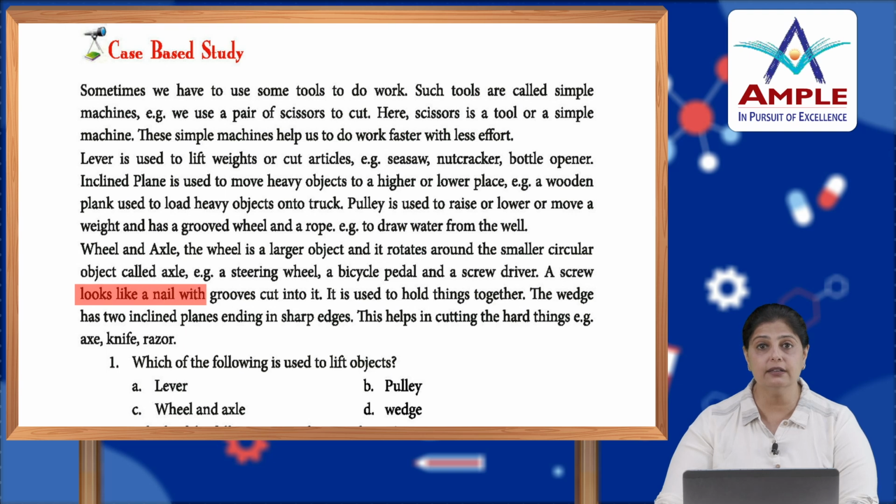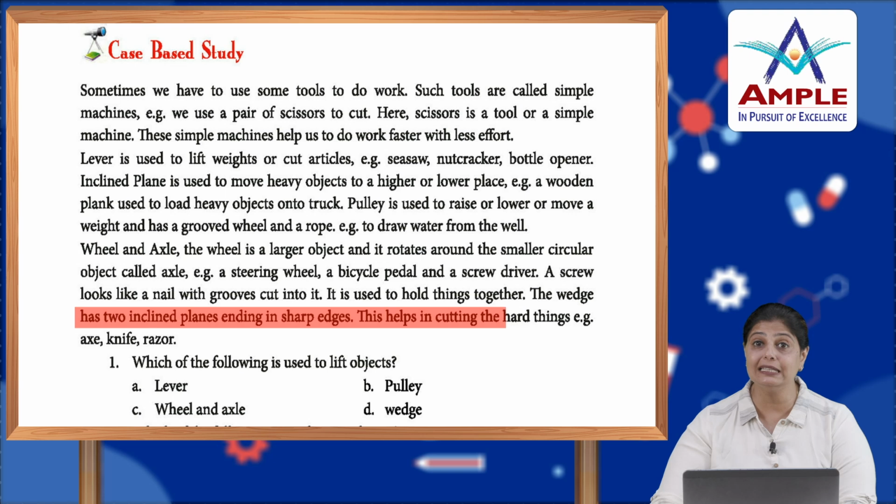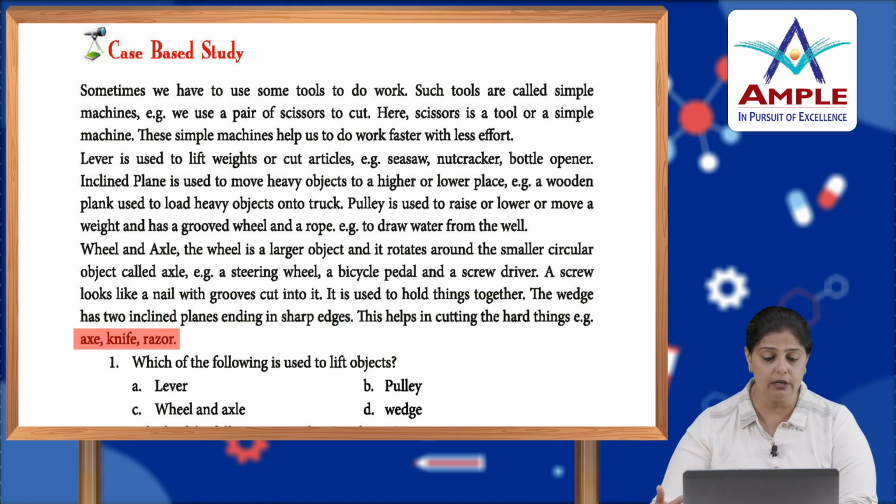A screw looks like a nail with grooves cut into it. It is used to hold things together. The wedge has 2 inclined planes ending in sharp objects. This helps in cutting hard things. Example, an axe or a knife or a razor.